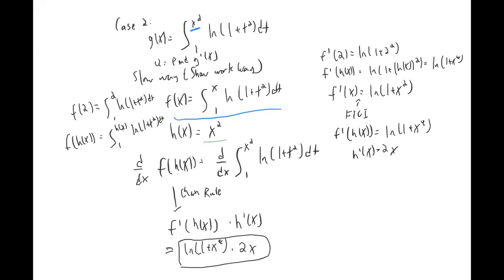So that's the slow way. The fast way is plug in and multiply by the derivative of what you plugged in. So if I plugged in x squared, I get 1 plus x to the 4th, and then I multiply by the derivative of x squared. That's the fast way. But the reasoning is the slow way. The reasoning is the chain rule. Everyone good on this?